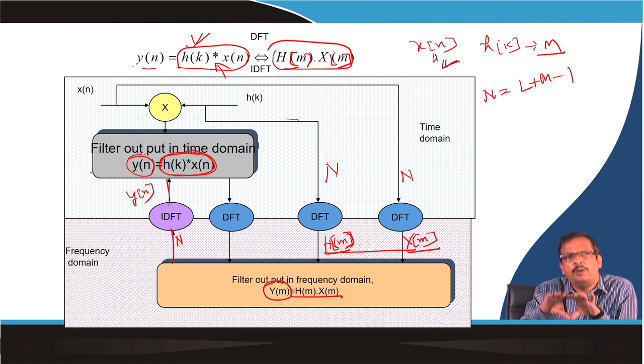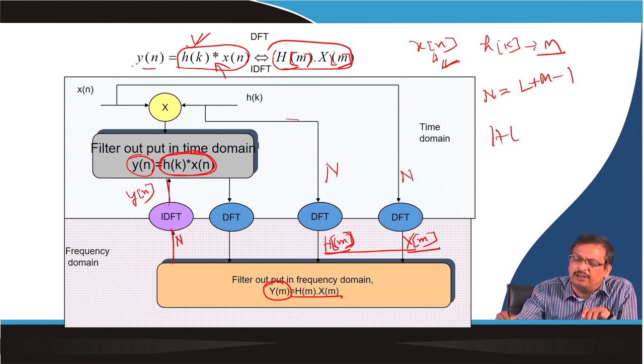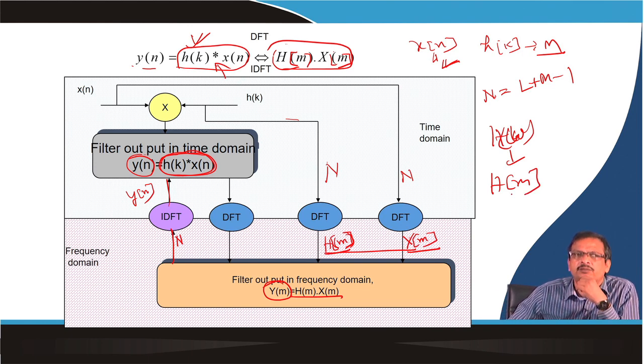So I can implement the filter in the frequency domain. Since H(omega) is given, from H(omega) I derive H(m), the discrete frequency response. Then I compute the DFT of the input signal, multiply with H(m), and compute the inverse Fourier transform to get y(n).